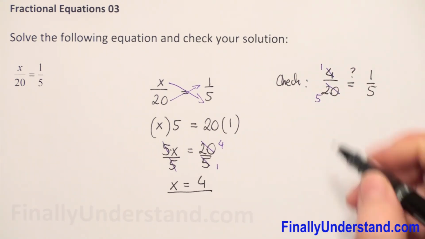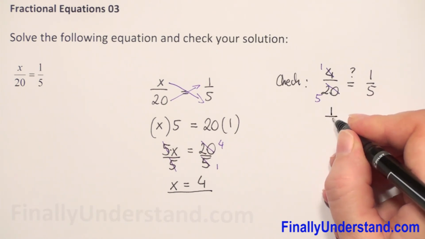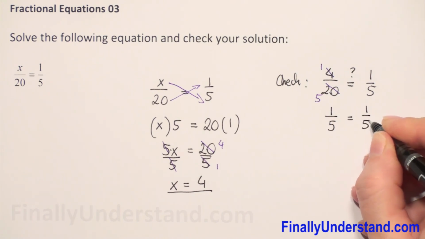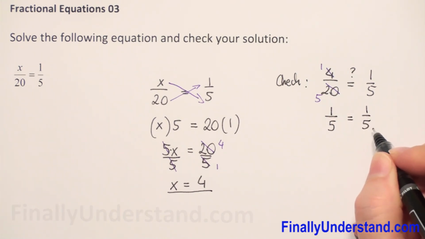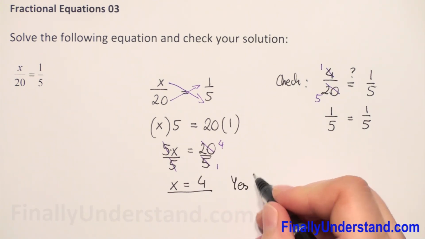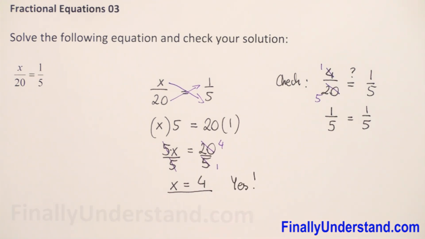So what do we have? We have that on the left side 1 over 5 is equal, of course, to 1 over 5. The left side is equal to the right side. It means that x equals 4 is the solution to our fractional equation. This is my solution.